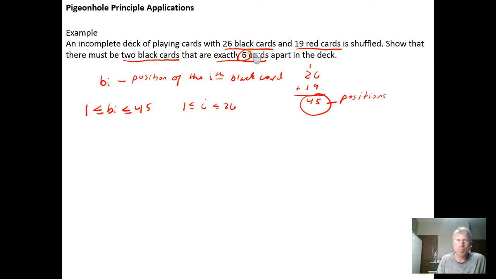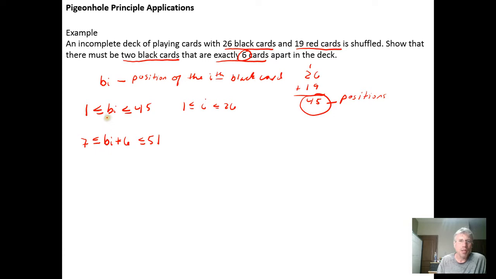I want to think about what it means to be 6 cards apart. Well, we would need the difference between two position numbers to be 6. So I'm going to take b sub i, the position number, and ask what b sub i plus 6 looks like. It's going to be a number between the smallest, which is 1 plus 6, which is 7, and the biggest it could be, which is 45 plus 6, which is 51.